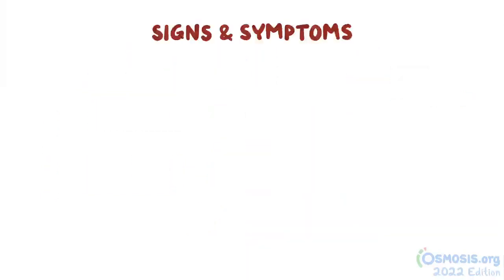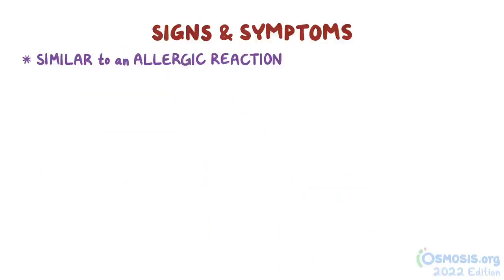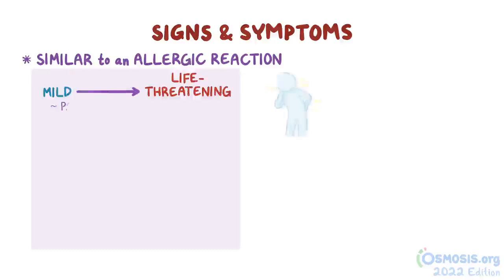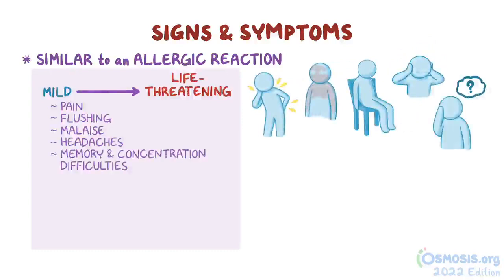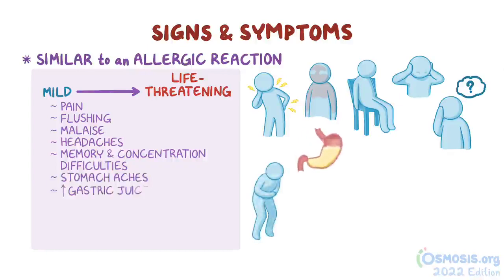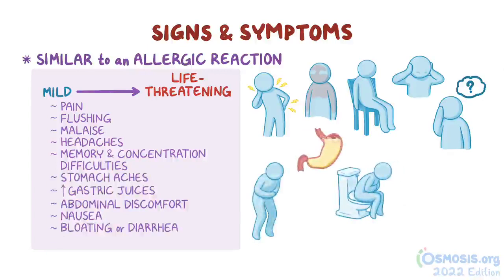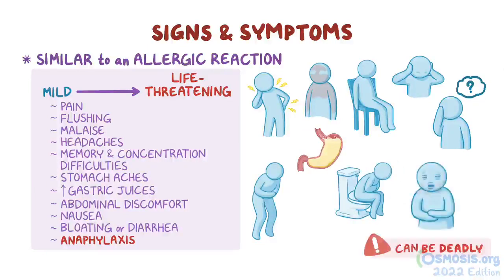Generally, the signs and symptoms of mastocytosis are similar to an allergic reaction. They can range between categories and from mild to life-threatening. Some examples are pain, flushing, malaise, headaches, memory and concentration difficulties, stomach aches, production of more than the usual amount of gastric juices, abdominal discomfort, nausea, bloating or diarrhea, and anaphylaxis, which is a severe allergic reaction that can be deadly.